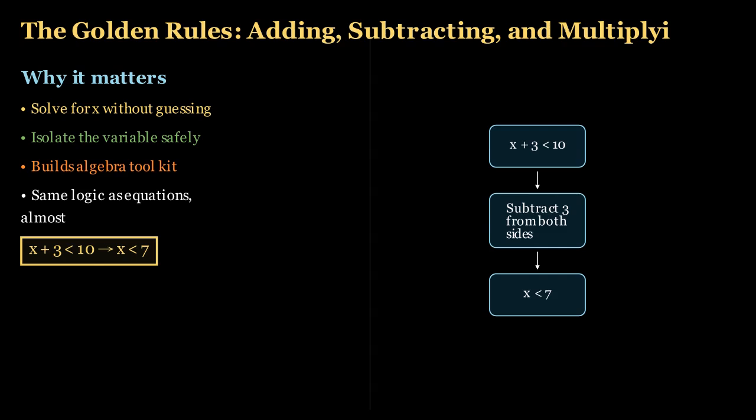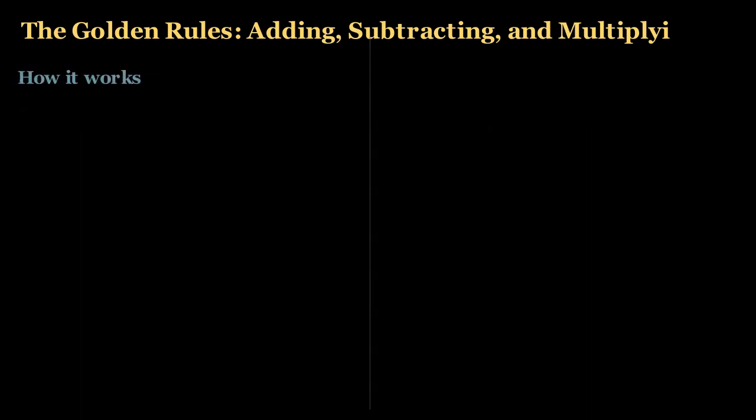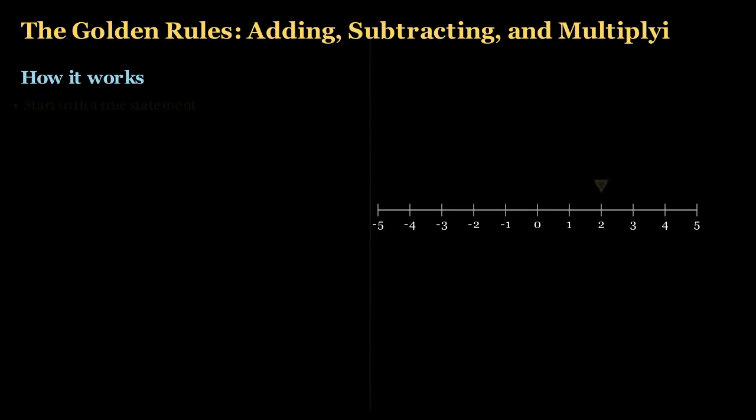Let's see why these moves are safe, starting from something we know is true. Suppose we have two numbers, say 2 and 5, and we know 2 is less than 5. Now add 3 to both. On the number line, the 2 slides right to 5, and the 5 slides right to 8. The first point is still to the left of the second, the order didn't change.